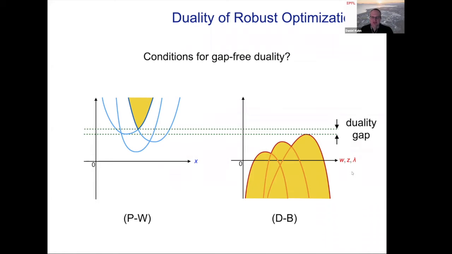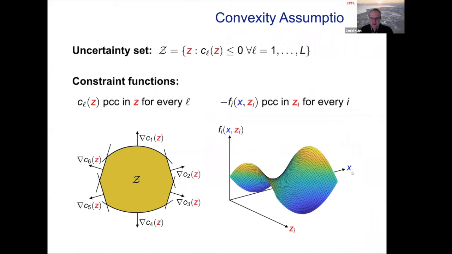However, it turns out that we can achieve gap-free duality under natural convexity conditions. And now we come back to what you asked him. So from now on, we need to make some assumptions about the dependence on the uncertainty. So we will assume that the uncertainty set is defined in terms of convex constraint functions, c_l, and that the objective and constraint functions are concave in z_i.